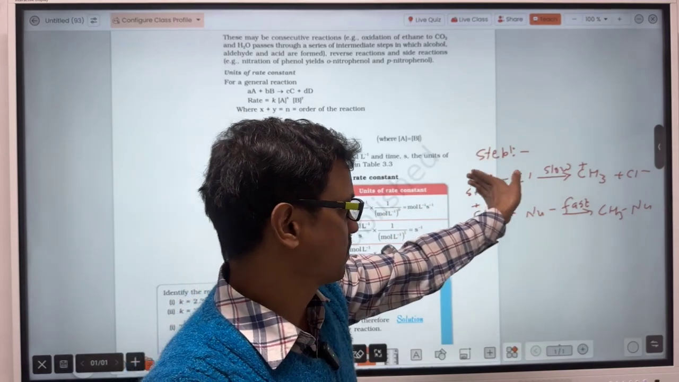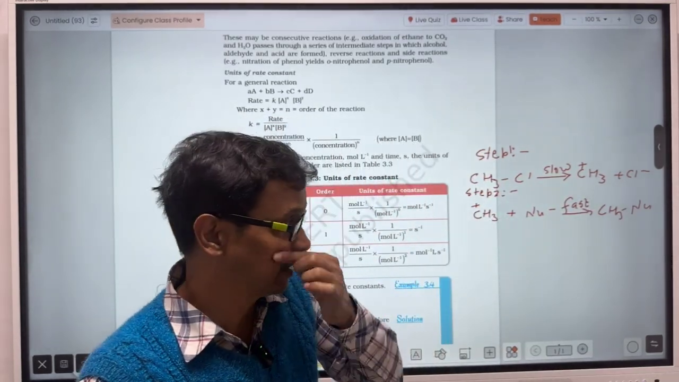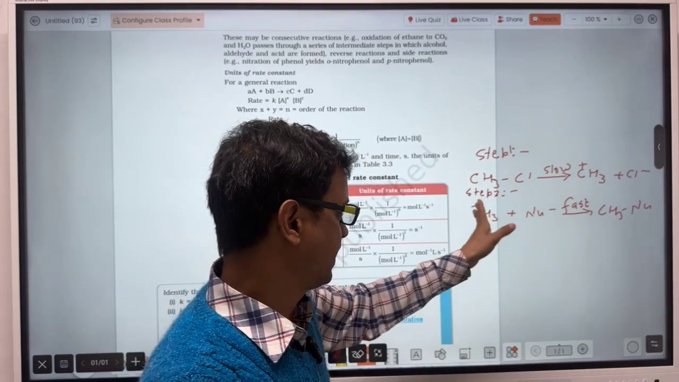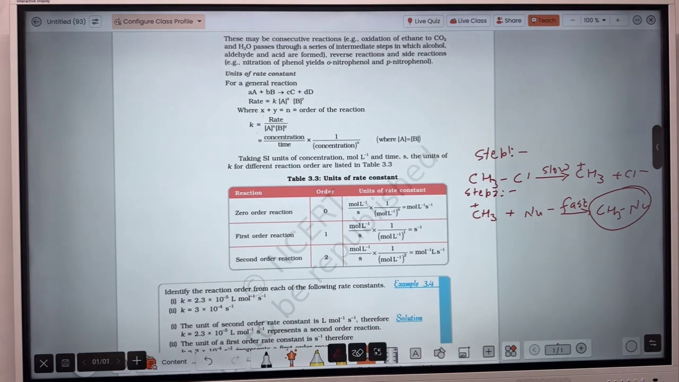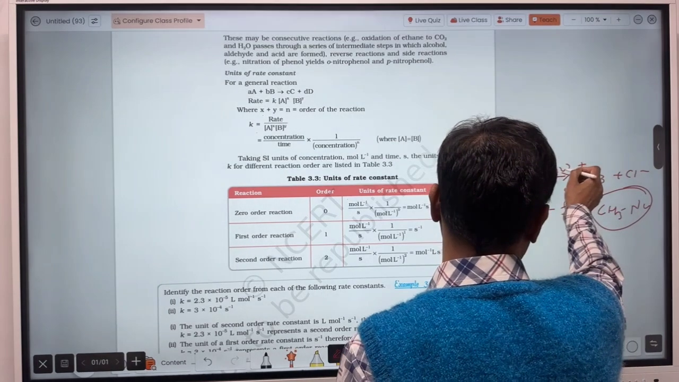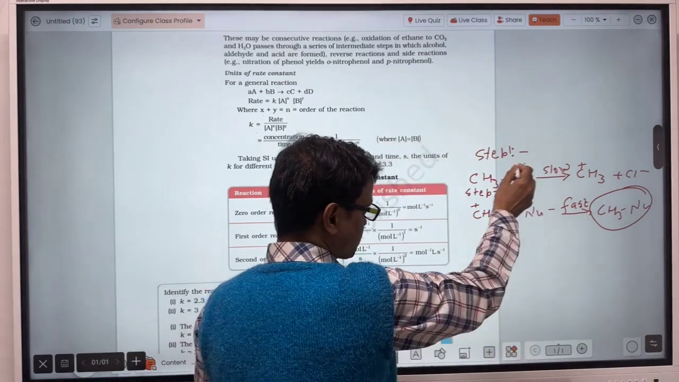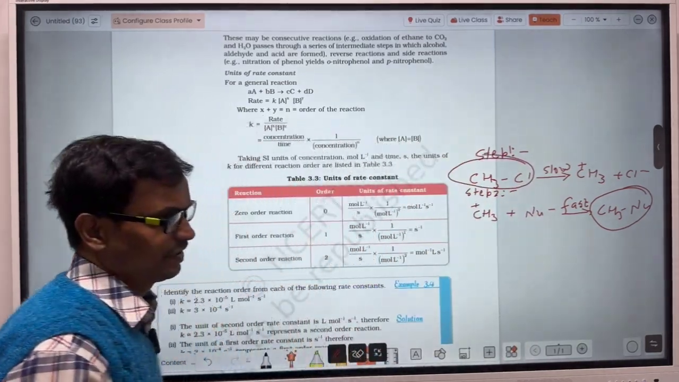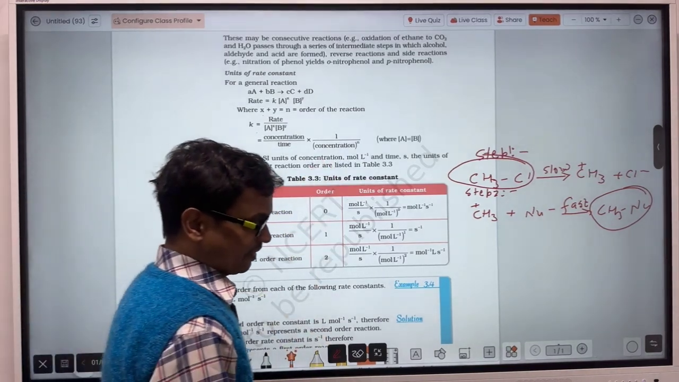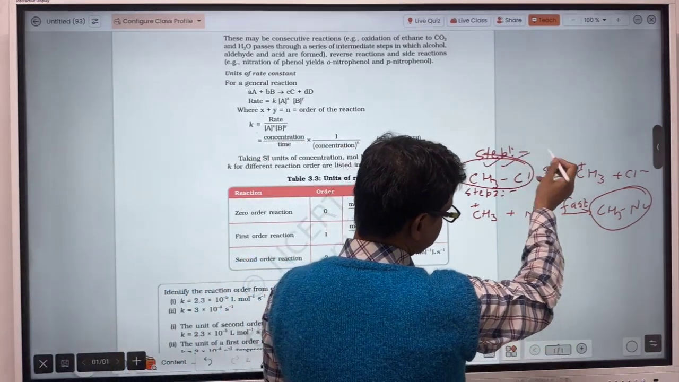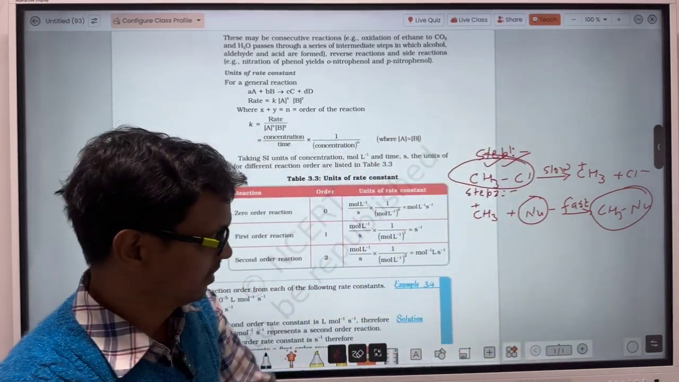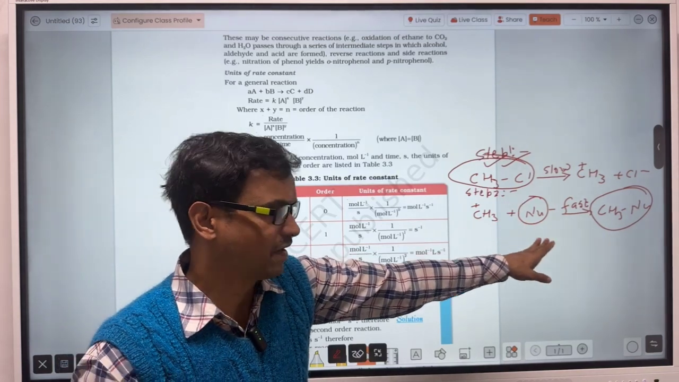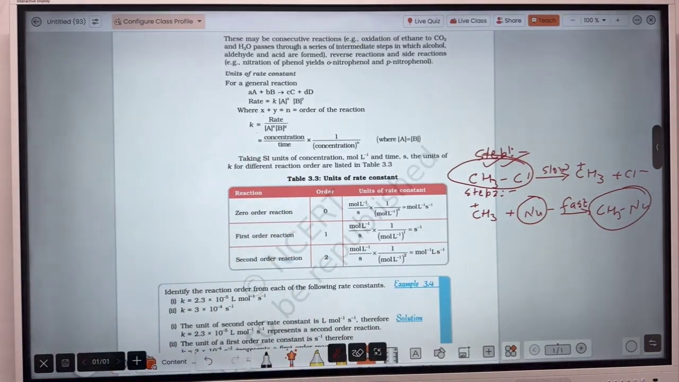In step 1 there will be cleavage of the carbon-halogen bond and formation of the carbocation. In step 2 the nucleophile will attack the carbocation and there will be formation of a carbon-nucleophile bond. So step 1 is a slow step and step 2 is a fast step. In the slow step, there is involvement of only haloalkane. That's why the rate of reaction depends on the concentration of haloalkane and does not depend on the concentration of nucleophile, because the nucleophile is involved in the fast step. Okay, that was the complex reaction.